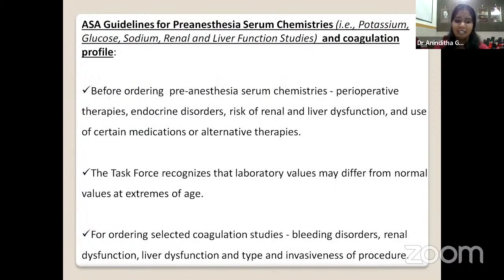So what are the ASA guidelines for serum chemistries and also the coagulation profile? Before ordering pre-anesthesia serum chemistries, perioperative therapies, endocrine disorders, risk of renal and liver dysfunction, and use of certain medications must be considered. The task force recognizes that lab values may differ from normal individuals' values at extremes of age. When ordering coagulation studies, you must consider the bleeding disorders and renal and liver dysfunctions of the patient.